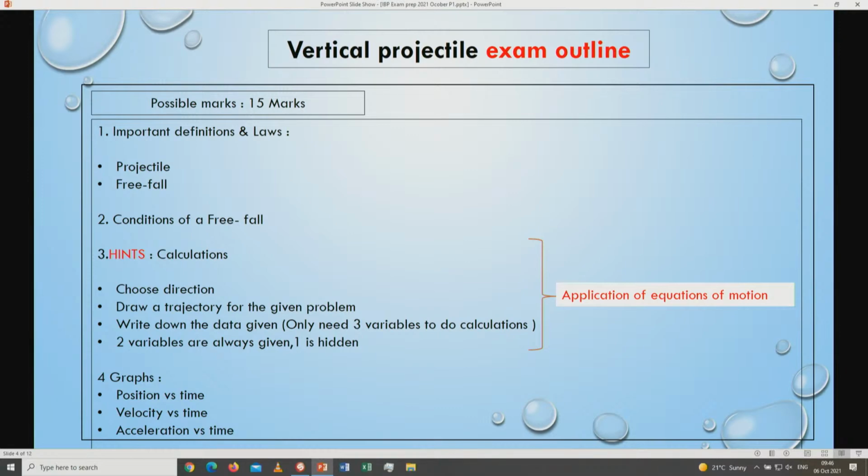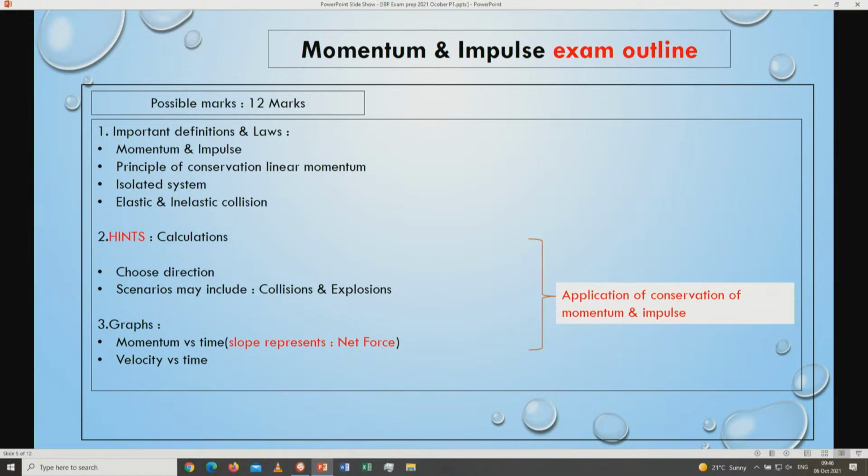Moving further on, it will be momentum and impulse. With momentum and impulse, we are looking at between 10 to 12 marks in an exam. Important definitions include defining momentum, impulse, stating the principle of conservation of linear momentum, defining what is an isolated system, and elastic and inelastic collisions. These are 2 marks that are non-negotiable because they're your definitions and your laws.